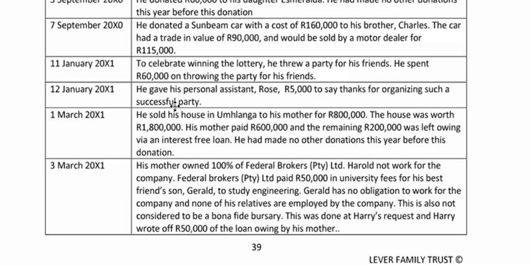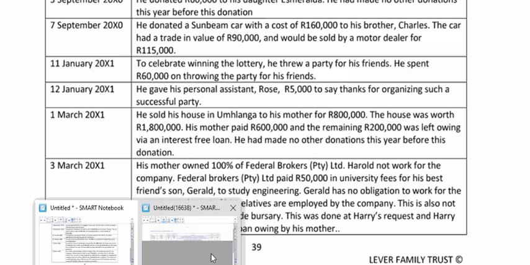Moving on. It says he gave his personal assistant Rose 5,000 rand to say thanks for organizing such a successful party. So this is her job. The bonus is a donation, but within the exemptions, it says that if someone is going to include it into their income, then it is exempt from donations tax.